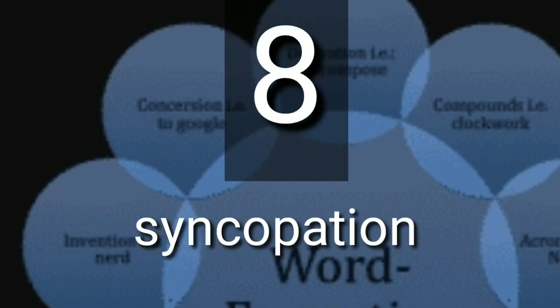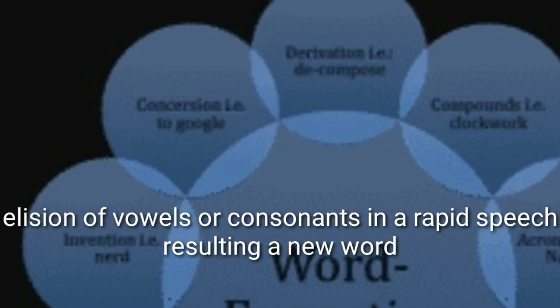Then, eighth process, syncopation. Elision of vowels or consonants in rapid speech resulting in the formation of new terms. When we are rushed to do something, then the conversation or speech should be like that. Then they will have a chance to omit or exclude some sounds. While we are repeating this error again and again, it will fabricate a new word.